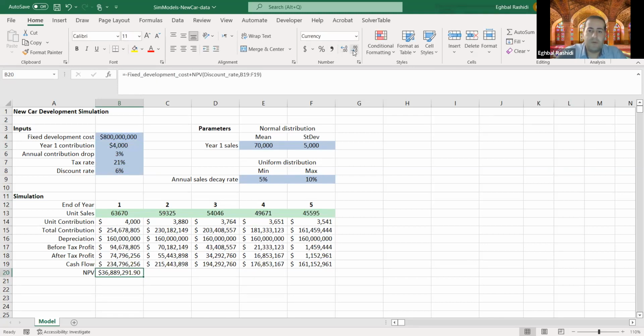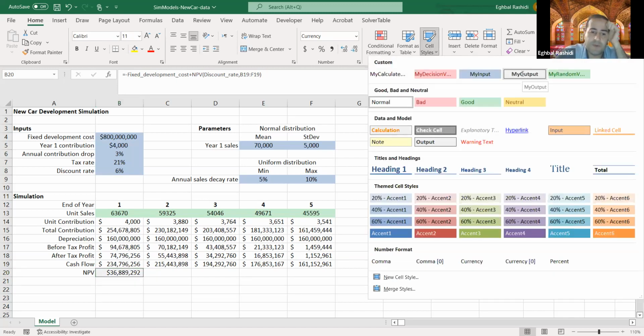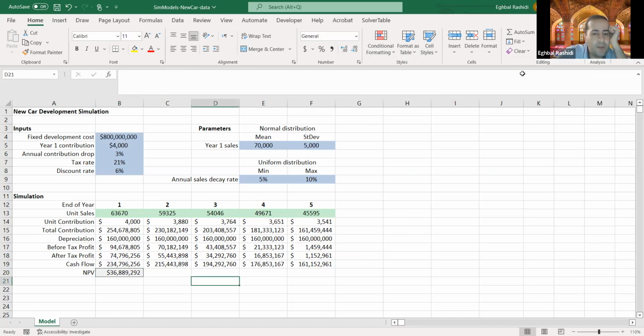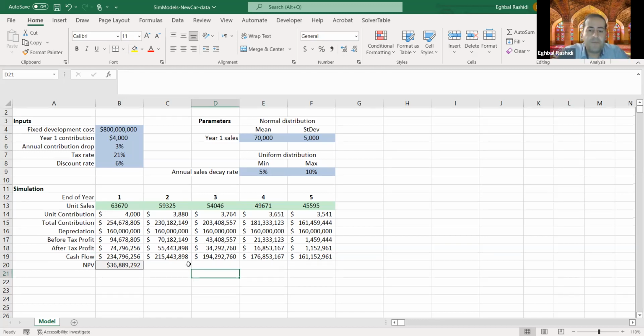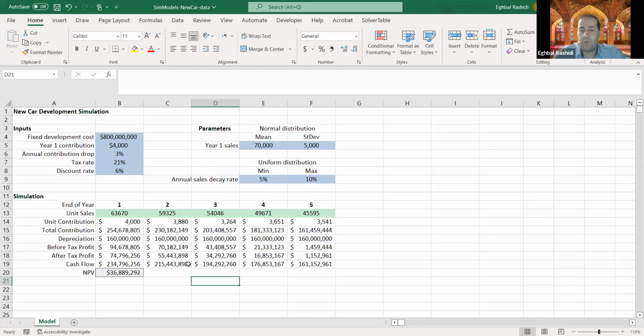Right. To get rid of the decimal points here. So the NPV actually is our output, so I'm going to use the output style for it. Okay. It looks like we have computed everything that we wanted. The NPV is 36,000. Now, this is just one replication.